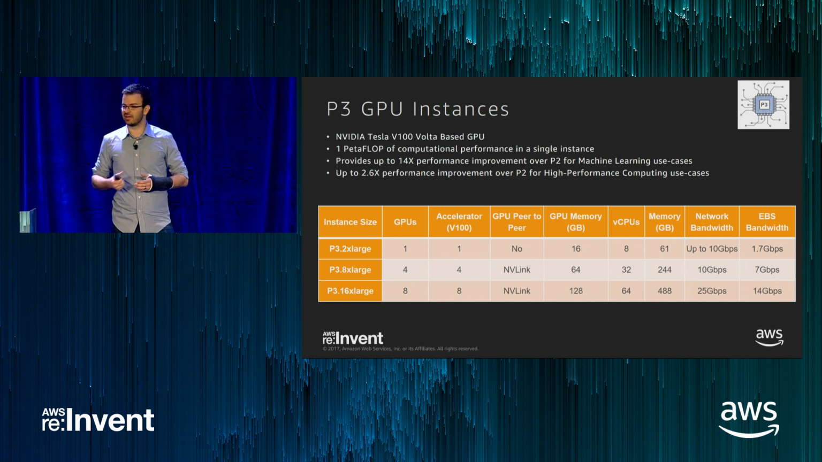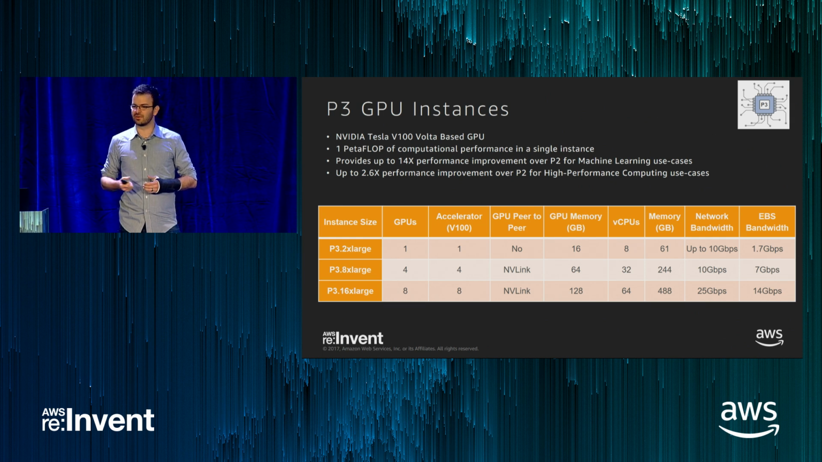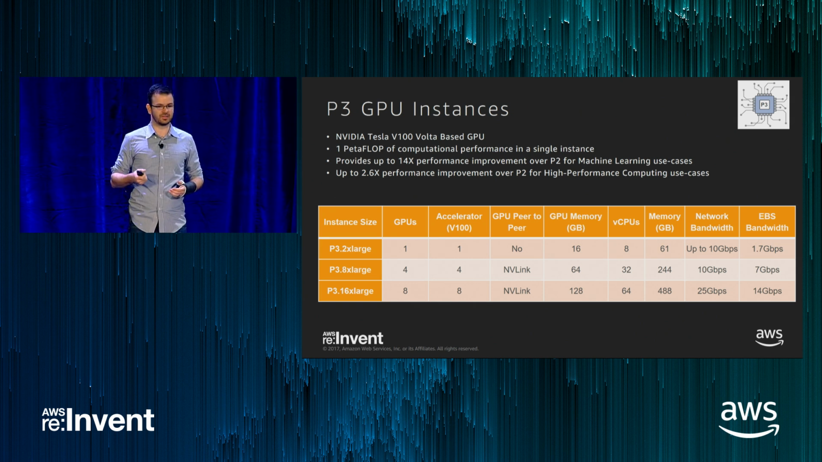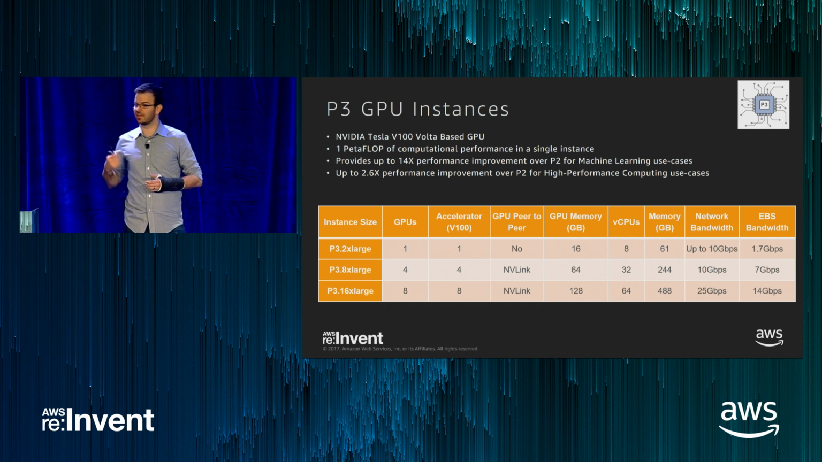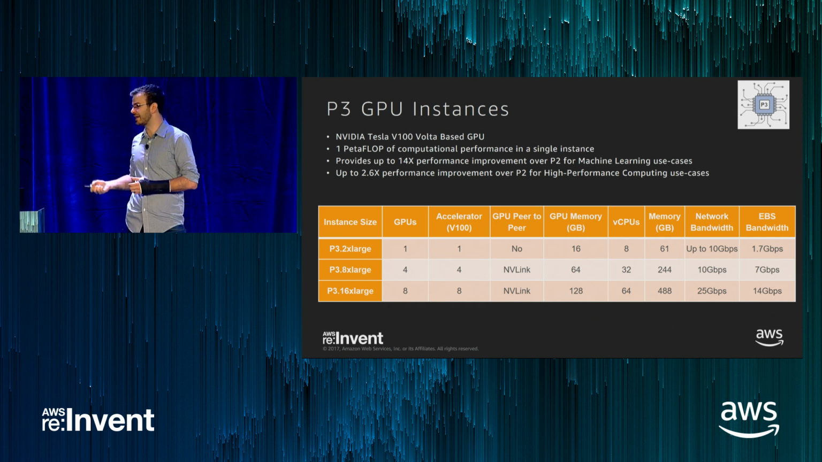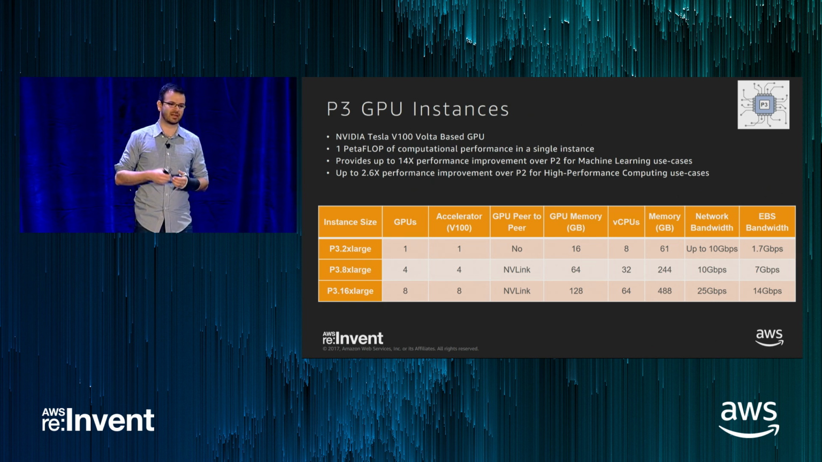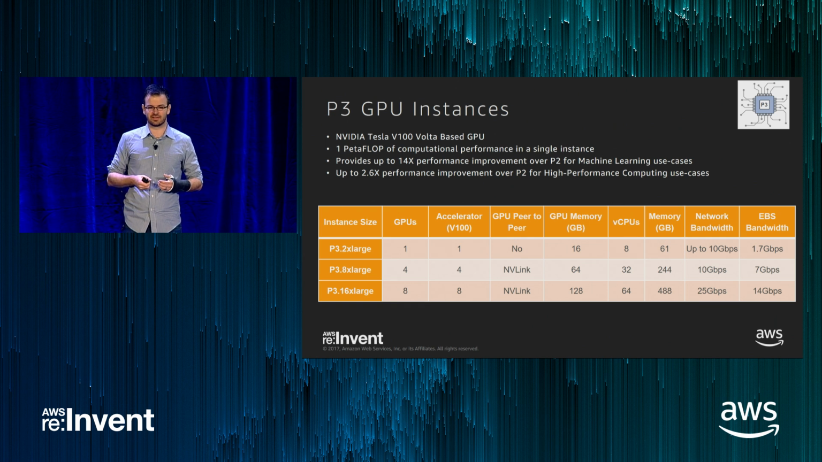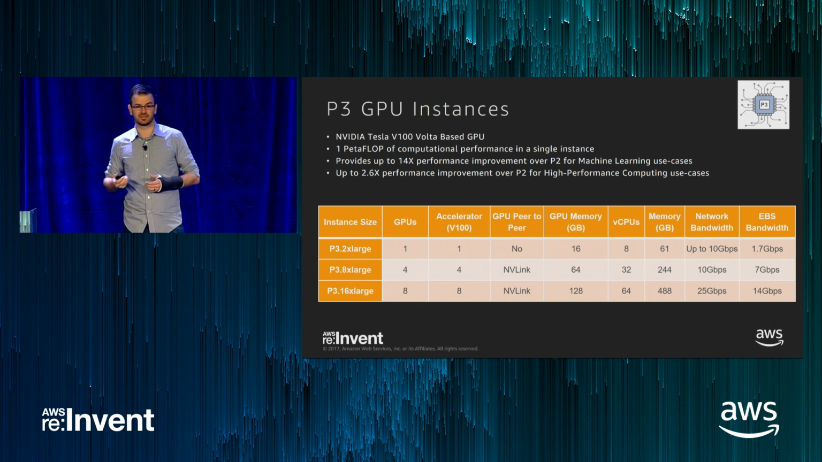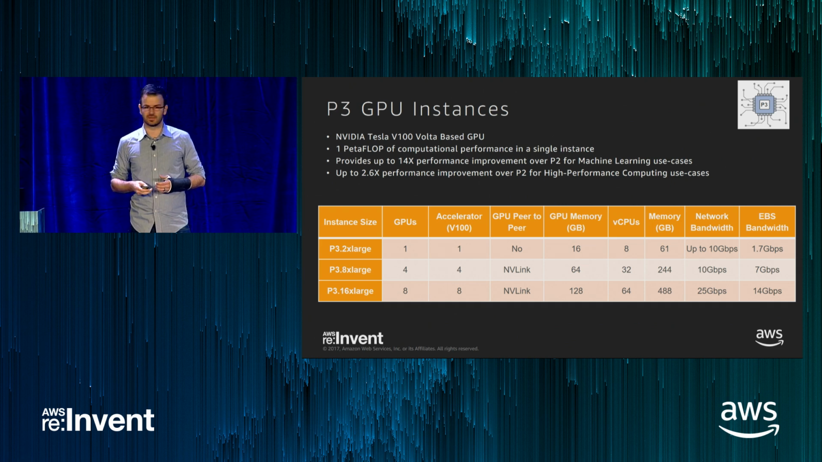There's a deep dive on these P3 instances, so I'm not going to go into a lot of detail on them. But compared to the P2 instance that had the K80 GPUs that we launched just a year before them, you can get up to 2.5x performance improvement for HPC applications, or a 14x performance improvement for machine learning use cases because of the way that they're designed and some of the tensor units that they have in them. So P3 is a really exciting instance. I highly suggest you check out the P3 deep dive if you want to learn more about them.